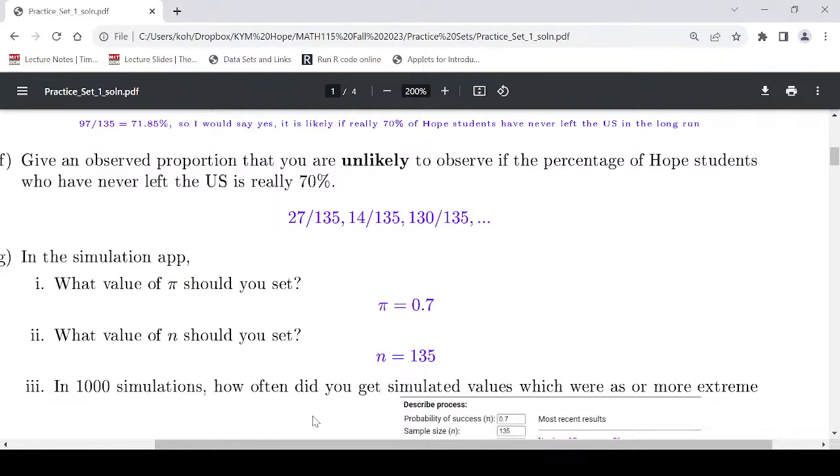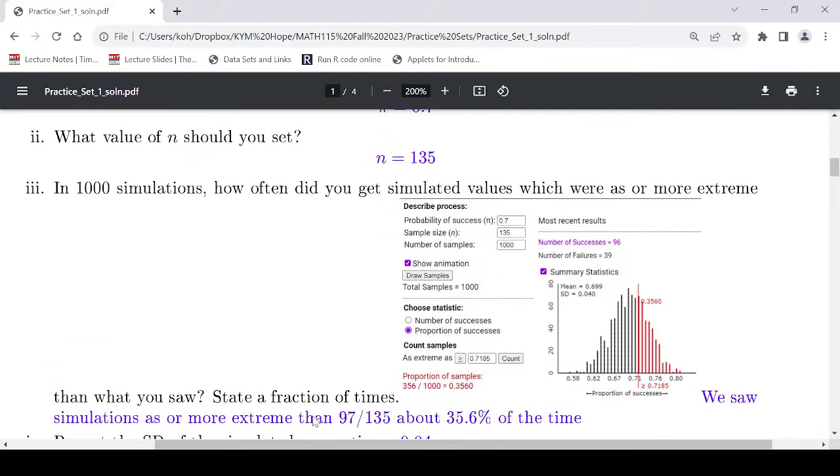So I hope you realize that when you use the applet, you should use pi equals 0.7. That's the thing you want to test. You should use n is 135, and you should be seeing something like this. All right? So you can see the 0.7 there, and then the sample size 135, number of samples 1000 as usual.